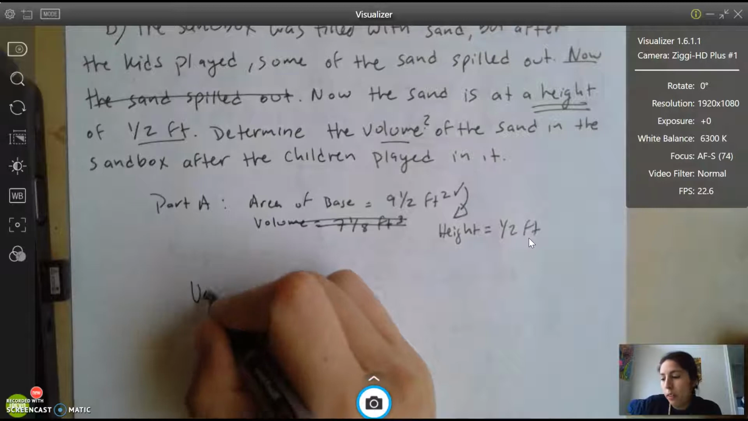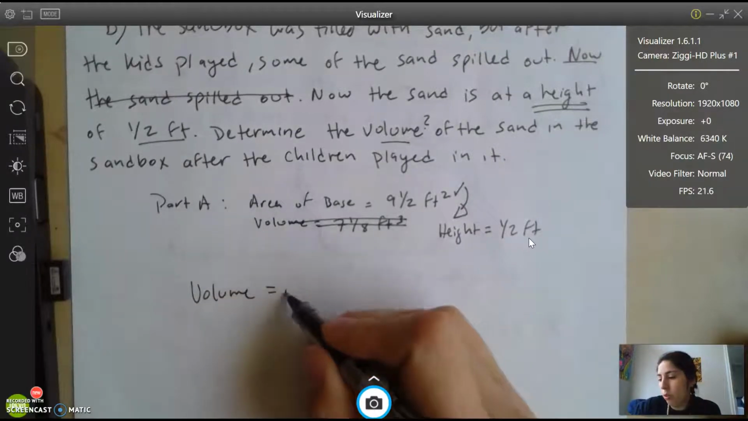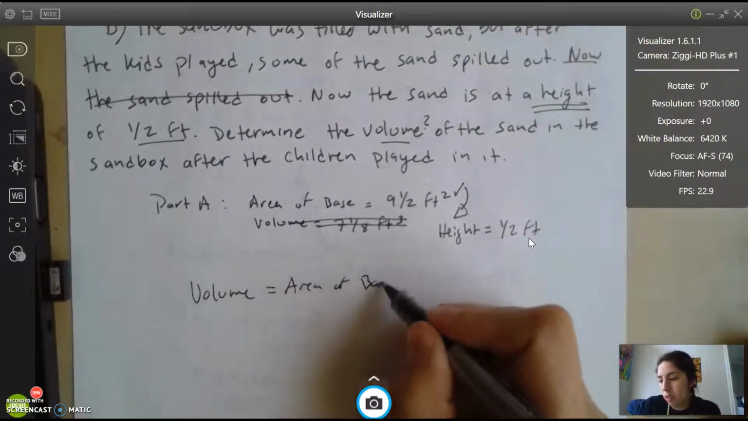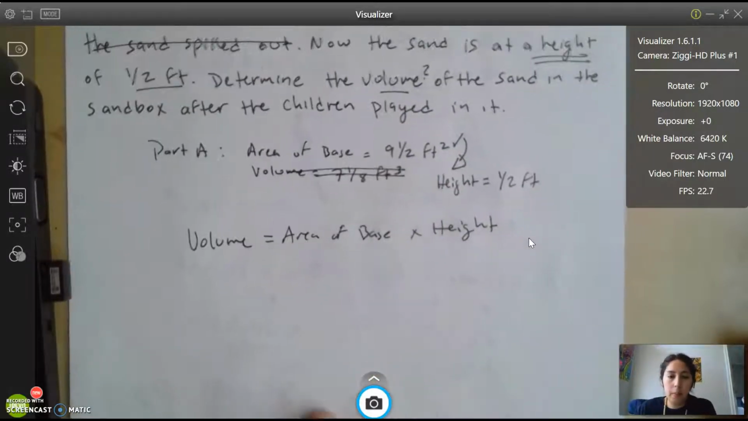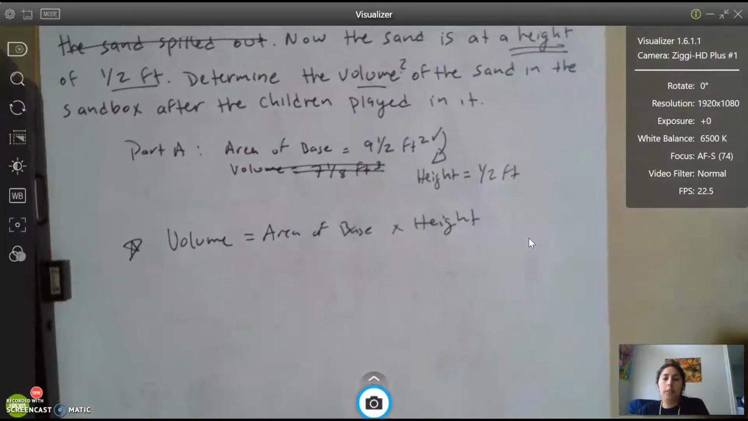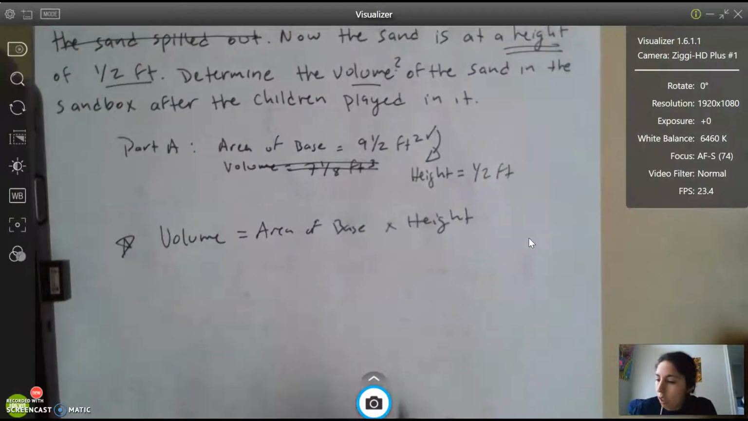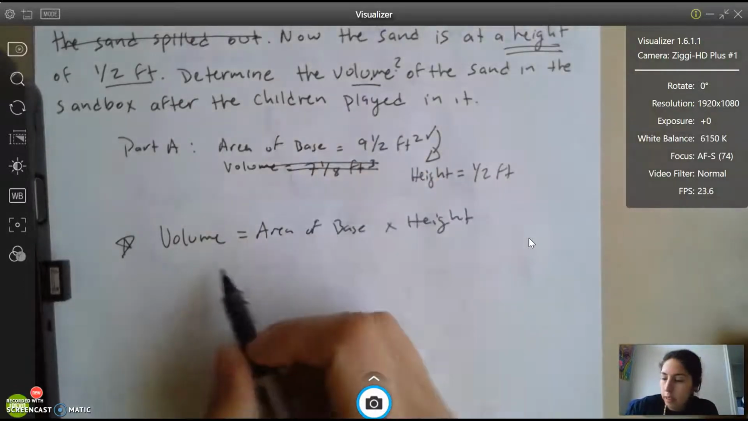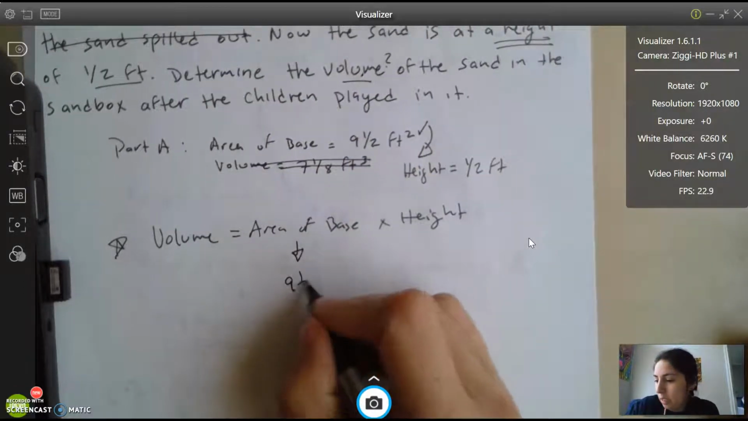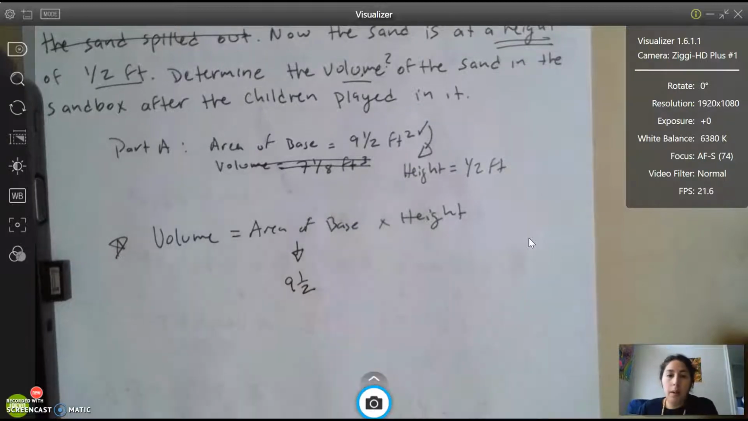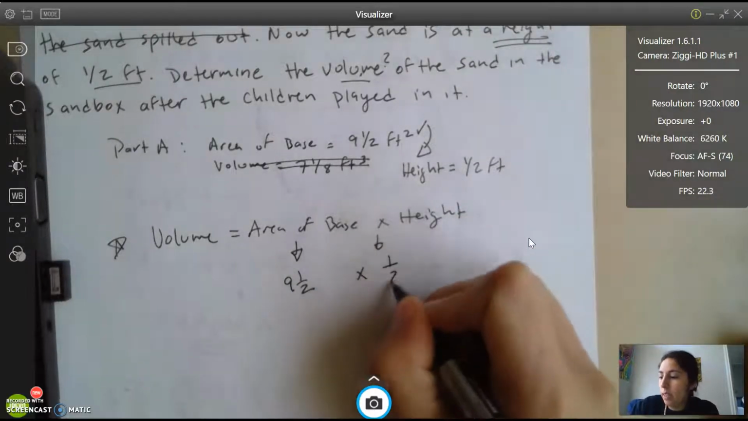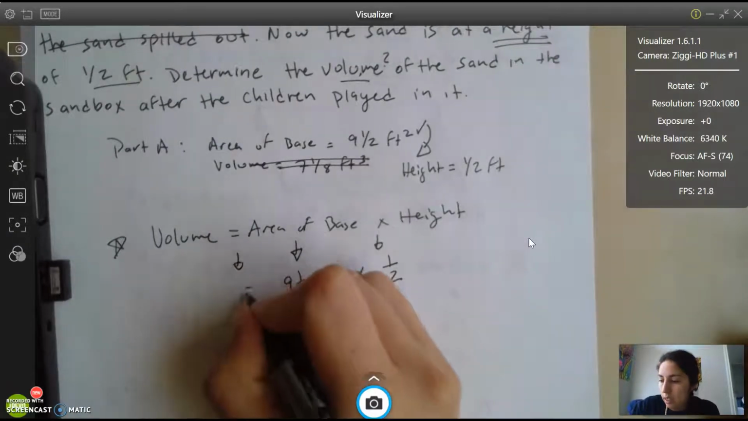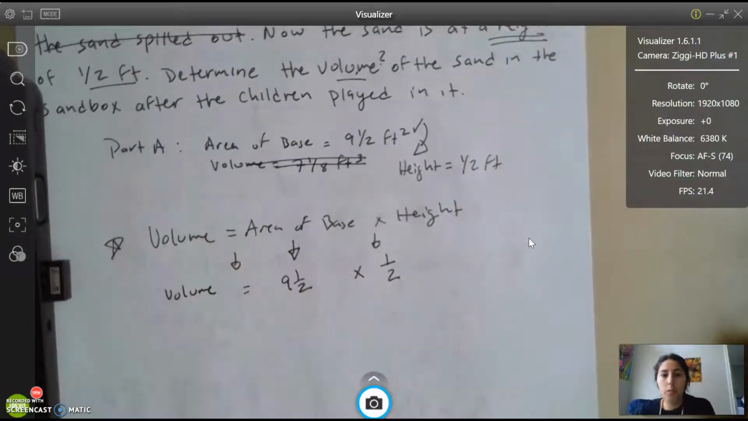Step 1, volume formula always. Volume is equal to area of the base times the height. Step 1, always formula. Step 2, fill in what you know. Volume is what I'm solving for, so that stays as it is. Area of the base is the same as part A, 9.5. The shape did not change. Bring down my multiplication. The height is a new height, 1/2 foot. And I am solving for volume, which stays the same.